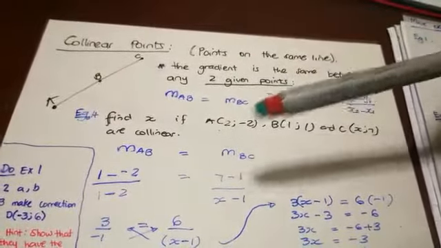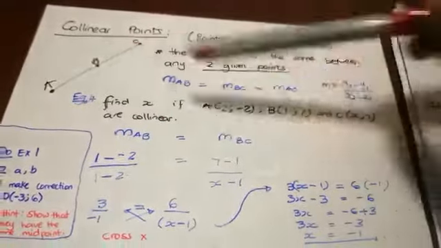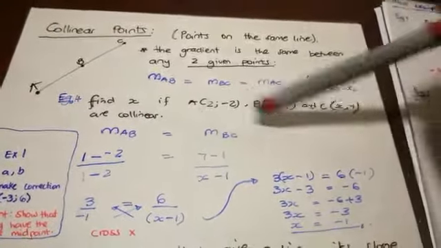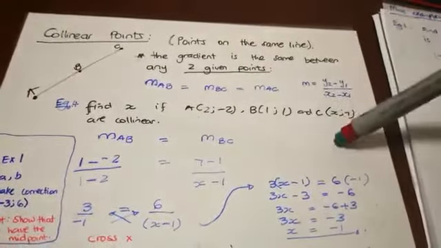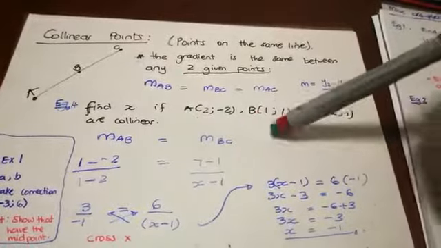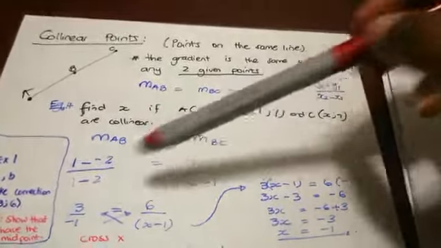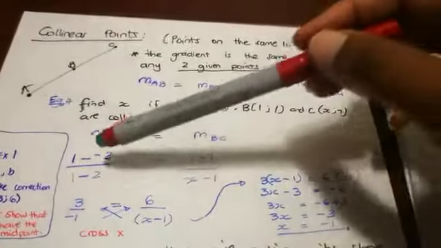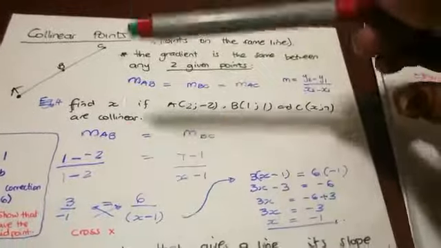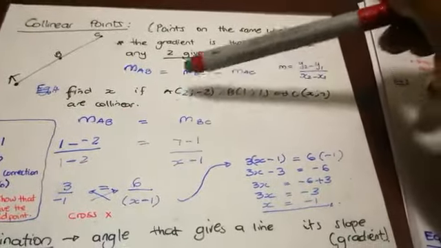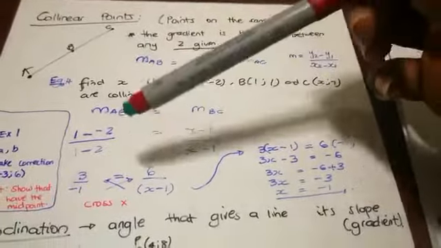So we find the gradient of AB, because both of them are given, and then you can either do BC or you can do AC. So I did BC because remember, the equal sign can only work between 2 points. Like when you solve an equation, you can only solve between 2 parts, not 3 parts. So you take 2 at a time like this, not all 3 of them at the same time.